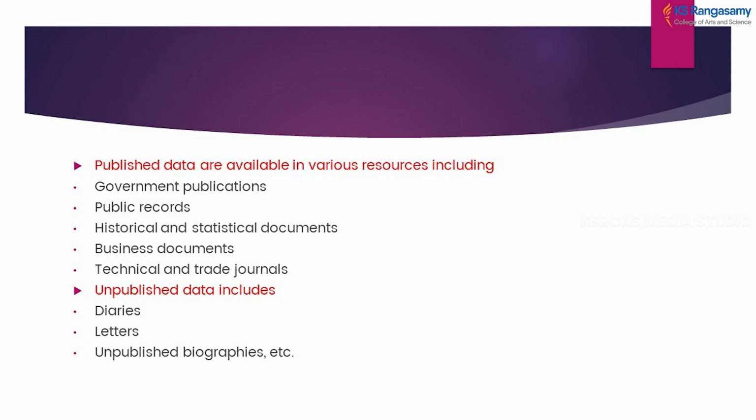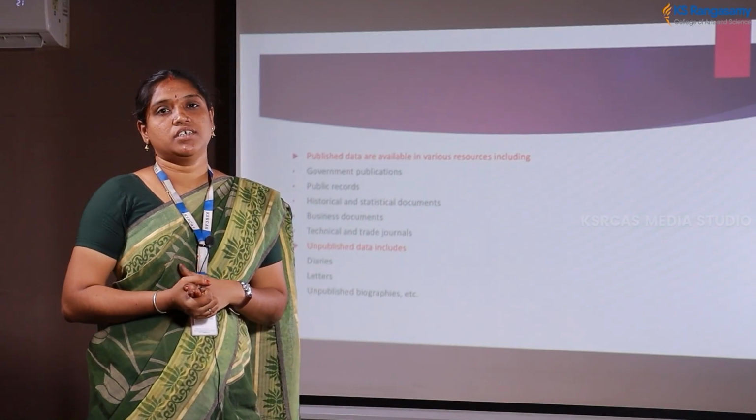First one, published data available from various sources including government publications, public records, historical and statistical documents, business documents, and technical and trade journals. Then unpublished data, like diaries and letters, those are the unpublished data.